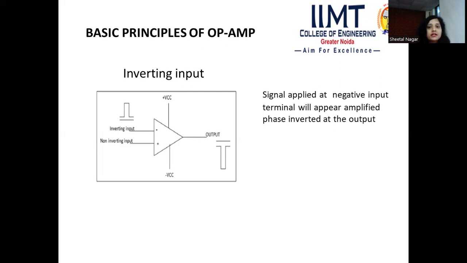This single input signal applied at the negative terminal will appear amplified and phase inverted at the output, as shown in the figure. It means if we are applying an input signal voltage at the inverting input, then at the output we will get an output with a 180 degree phase shift, as shown in the figure also, but in an amplified manner. At that time, the non-inverting input is ground.